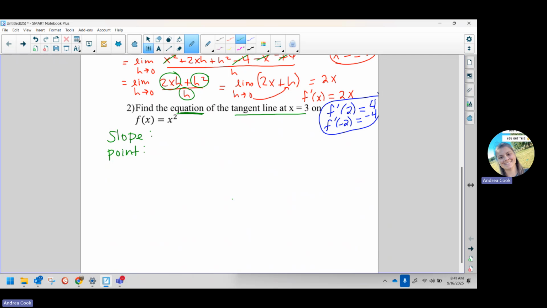Because we're writing the equation of the tangent line, the slope is the derivative at that x value. So we have to figure out what that is. The point is just plugging 3 into the original function. So if I find f of 3, it's just 3 squared, which is 9. So I have the point 3, 9.